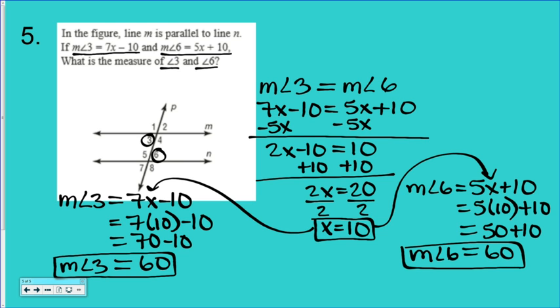And you can double check because at this point, we figured out at the very beginning that the measure of angle 3 and measure of angle 6 should equal each other, and they do. All right, good luck. Make sure you're showing all your work and doing well on your test corrections.